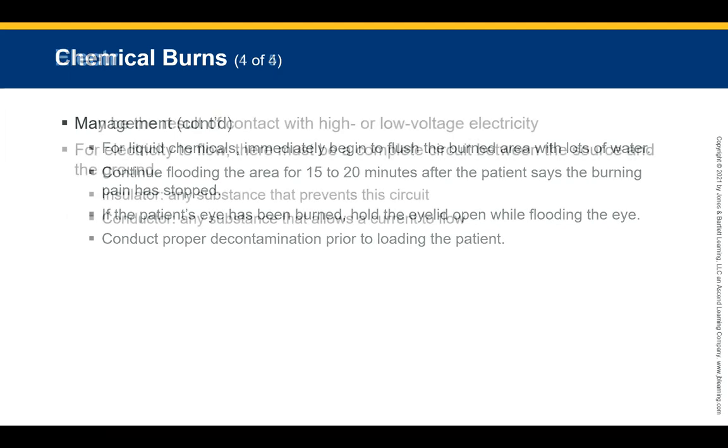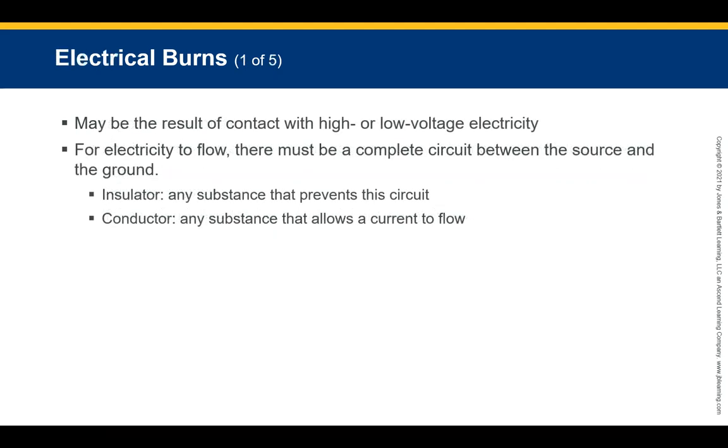Electrical burns may be the result of contact with high or low voltage electricity. High voltage burns may occur when utility workers make direct contact with the power lines. Ordinary household current can cause severe burns and cardiac arrhythmias. For electrical flow, there must be a complete circuit between the electrical source and the ground. So you have completed that source. That is why the particular person is getting electrocuted.